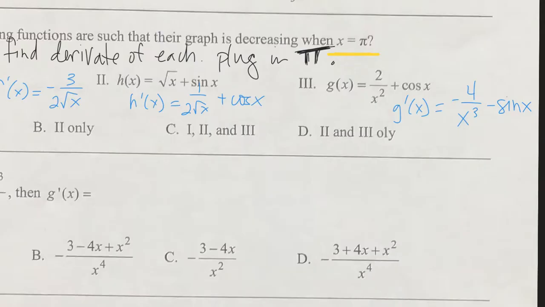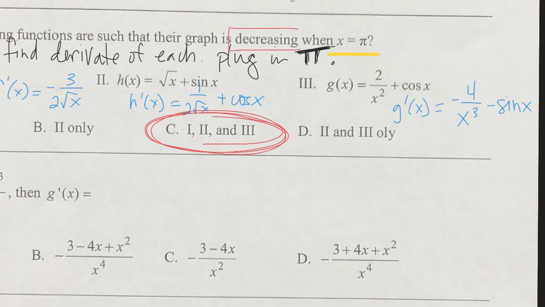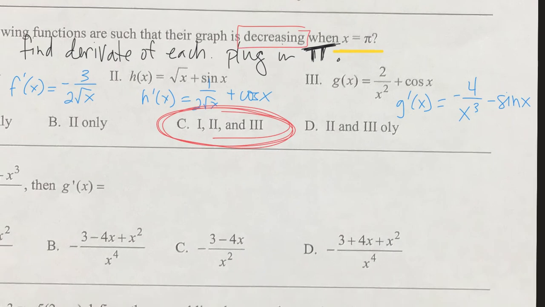And there they are. So we have -3 over 2 root x. We have 1 over 2 root x plus cosine x. And we have -4 over x cubed minus sine x. And when we plug in pi into each of these, we all get a negative. Every one of them is a negative. So it's actually going to be all 3 of them. All of their slopes are negative when you plug in pi, so each of the graphs is decreasing on that interval.